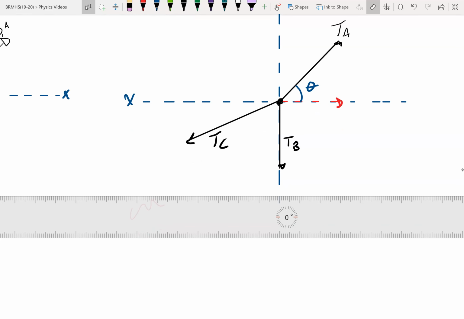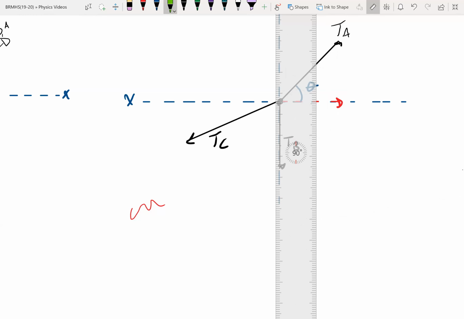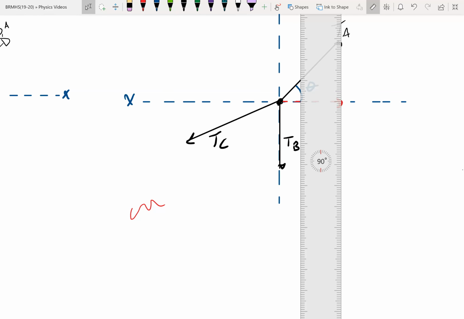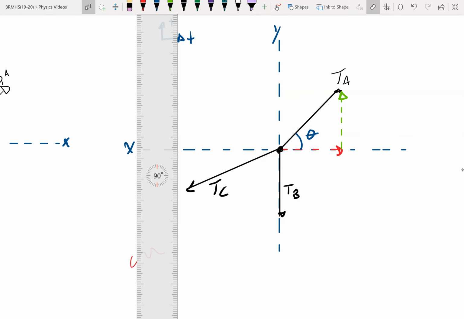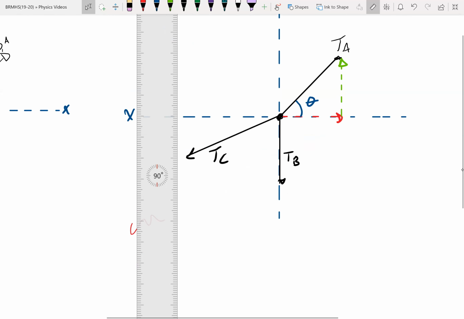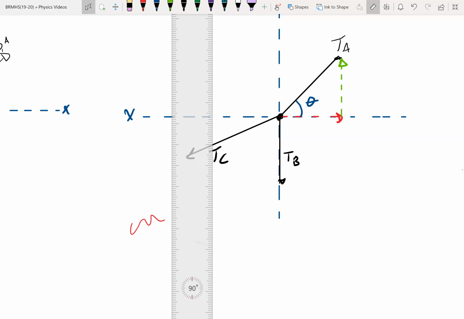Now, TB, that's in the negative y direction. I don't have to break that up into its pieces. I do need my vertical piece here for TA. This is where we're making triangles. The way you want to make the triangles when you break up the full force vector in black into its component parts is such that the opposite and adjacent sides from the hypotenuse are respectively parallel to the x and y axes. So my red line is parallel to the x and my green line is parallel to the y. That's what you want.